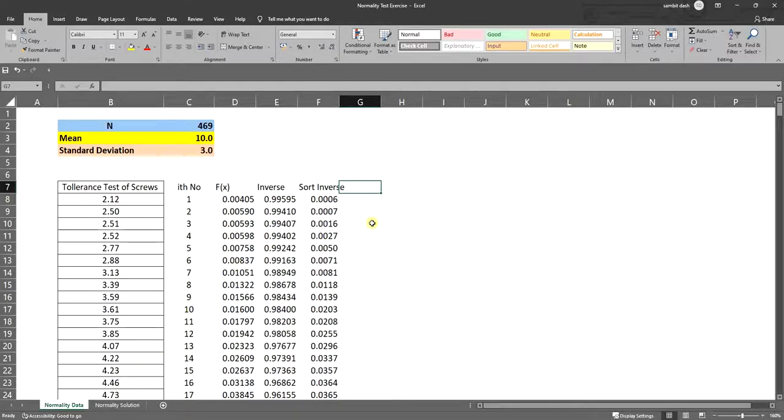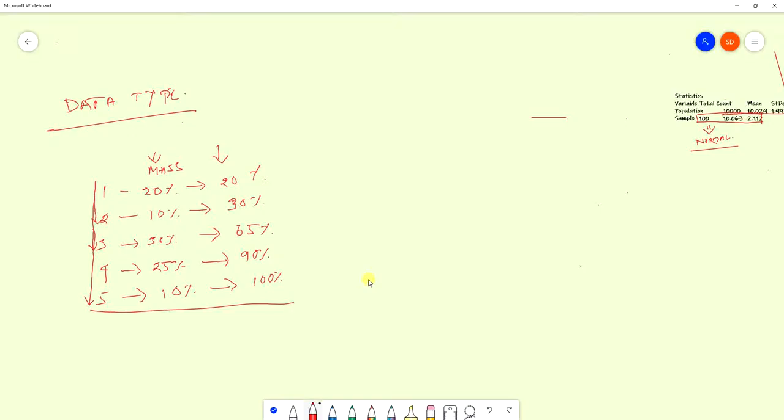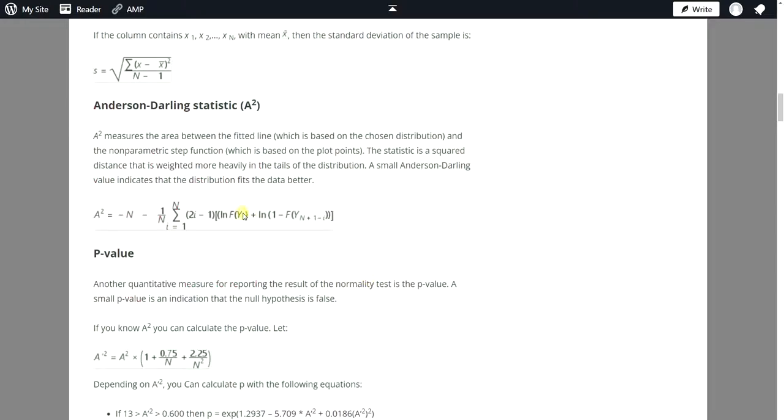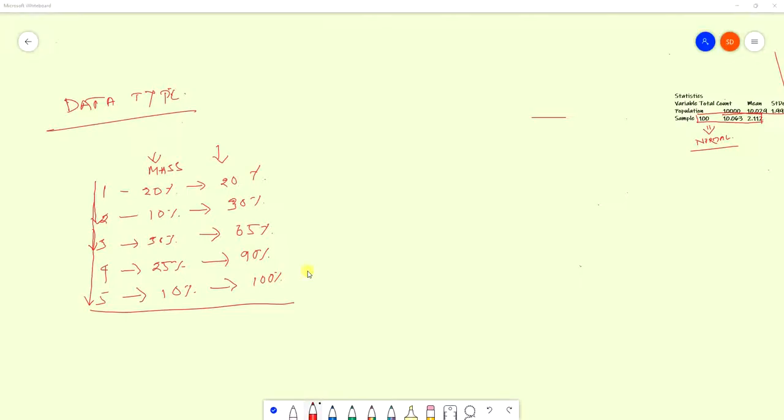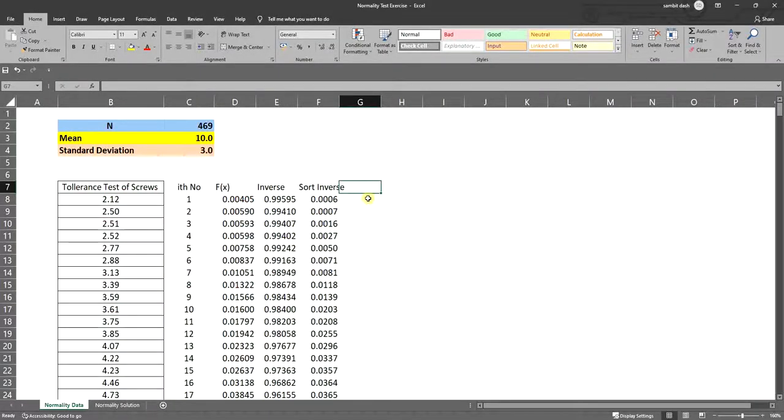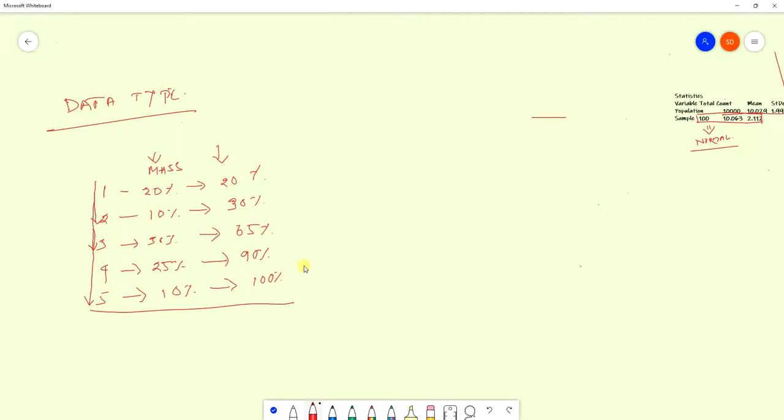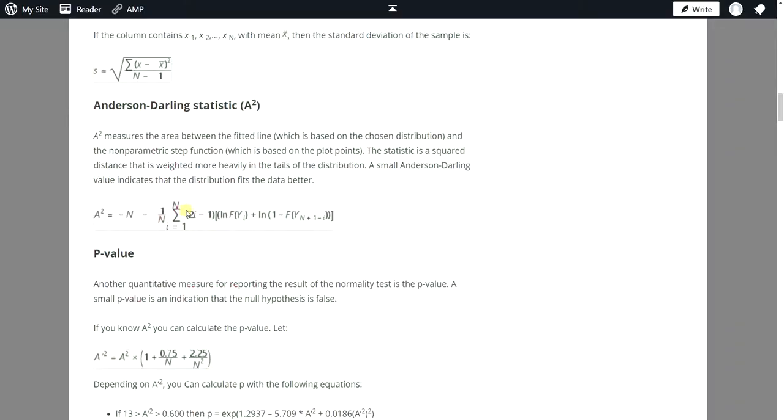Next we have to calculate the S. S is nothing but this portion, right? Log of function x, and log of 1 minus function n plus 1, which we already have calculated. So we just need to calculate the logs here. We have everything calculated here now. We just need to calculate the S, or we can say that we need to calculate this portion.